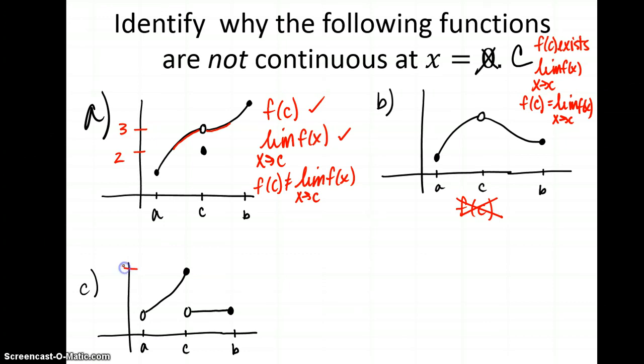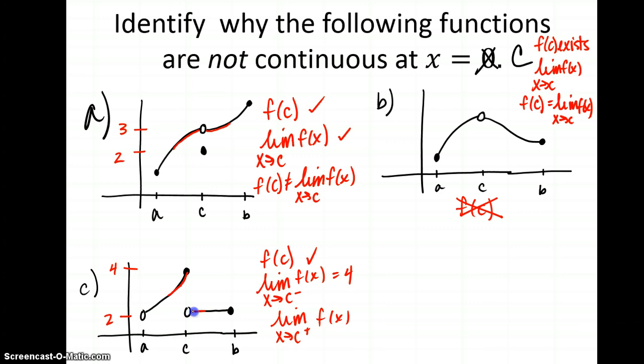When I look here, we'll give that a value of 4, give that a value of 2. f of c exists. When x is equal to c, its corresponding y value is 4. When I look at the limit as x approaches c, let's look at the one-sided limits. From the left-hand side of c, the y values are approaching 4. From the right-hand side of c, the y values are approaching positive 2. So it fails the fact that the limit of the function has to exist. Okay, we'll stop there for now.